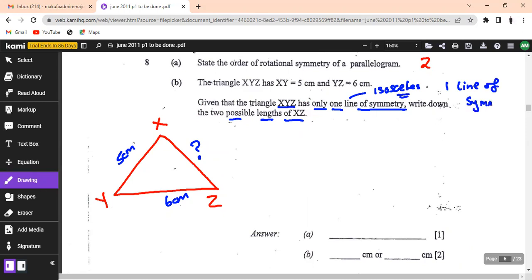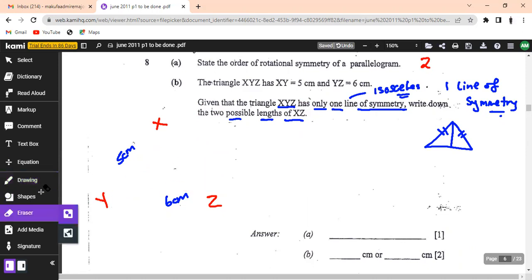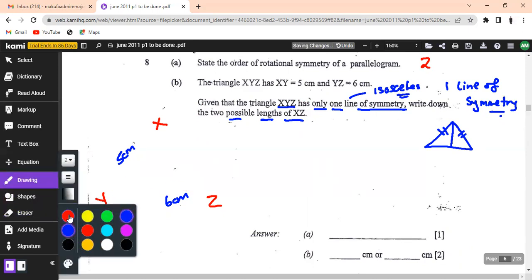If it is an isosceles triangle, remember your isosceles triangle states that two sides are going to be equal, then this will be the line of symmetry. So for it to be isosceles, either our XY here is going to be 6, or it's going to be 5.